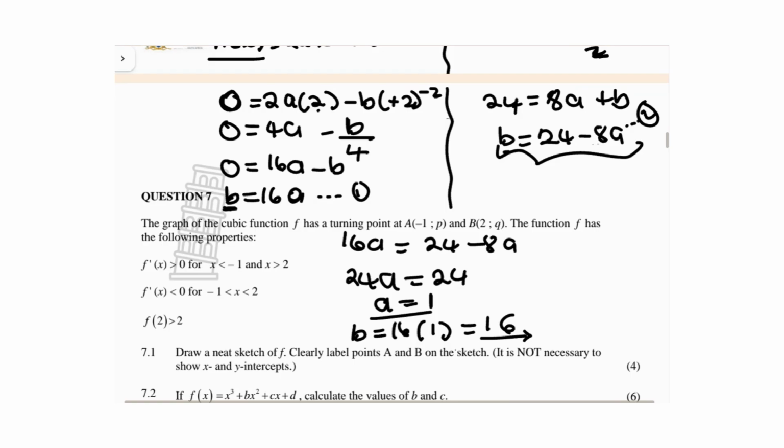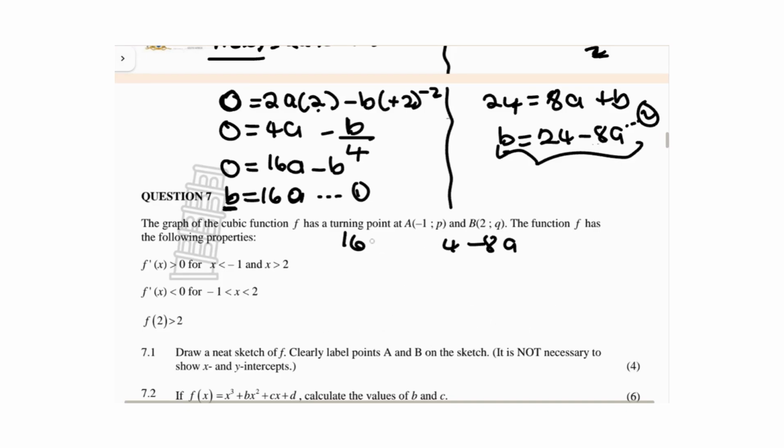With question 7, we have the graph of a cubic function f that has turning points at A(-1, p) and B(2, q). The function f has the following properties. I hope you have jotted that down, guys, because I'm going to erase this part. Now we are going to sketch the graph of a cubic without the equation itself, but using the properties. So in order to use the properties of a graph, you are going to interpret each property.